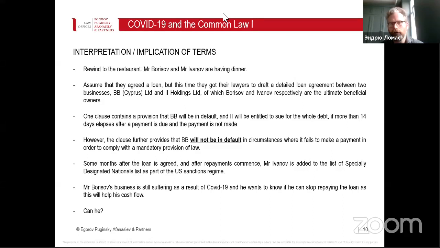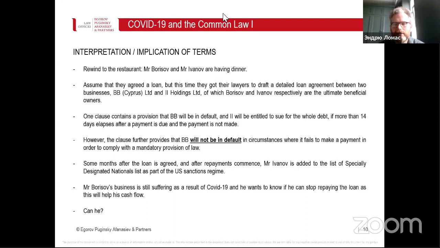These companies, Borisov and Ivanov, are the ultimate beneficial owners, but it's the companies who are the parties to these loan agreements. So one clause in this contract provides that BB will be in default and II will be entitled to sue for the whole debt if more than 14 days elapse after a payment is due and payment is not made by BB. However, that clause further provides that BB will not be in default in circumstances where it fails to make payment in order to comply with what is defined as a mandatory provision of law under the contract. Which is fine. The agreement is agreed, the parties sign it, and months pass, repayments commence.